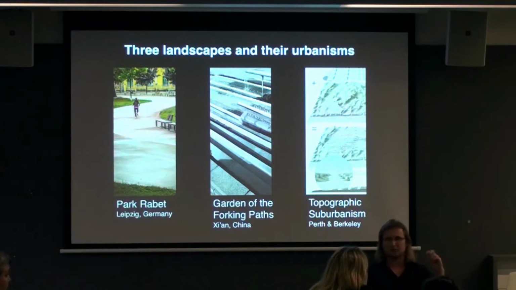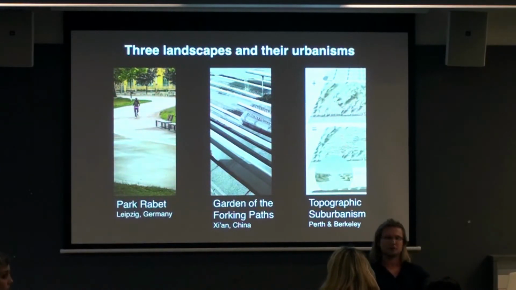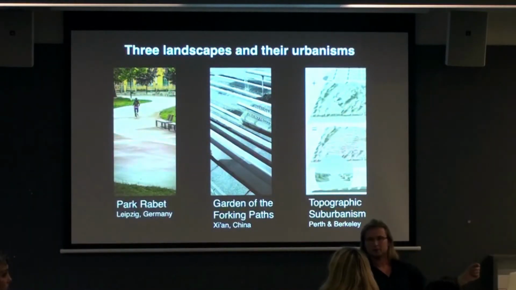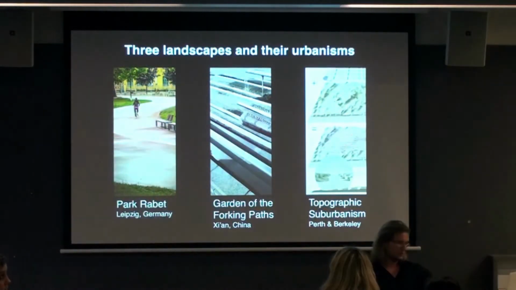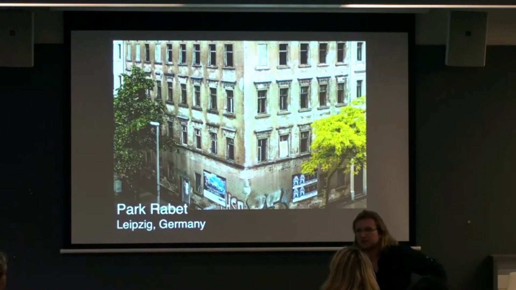Second project is very much not decline. It's all about growth in China, or the mass building in preparation for growth. And the third project is also about growth, urban growth in the periphery of Perth. So the first one is set in Leipzig.